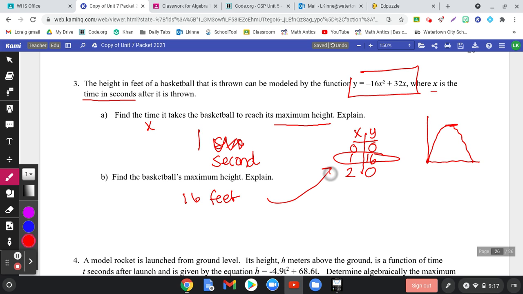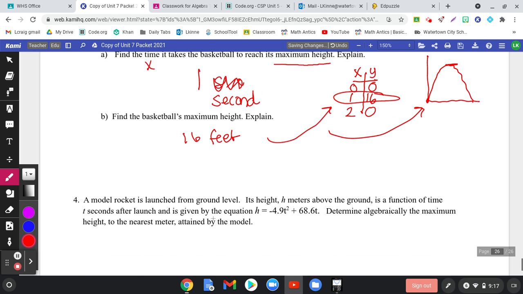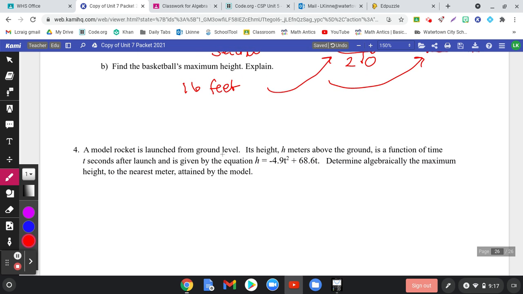When it says explain, you can show this table. You could even sketch that graph. Okay, a model rocket is launched from ground level. Its height, h meters above ground, is a function of time, which is using t instead of x, seconds after launch, and is given by this equation. Determine algebraically, we're just going to determine it. We're going to use our calculator to help us. The maximum height to the nearest meter. So again, that's going to be the y value in your vertex.